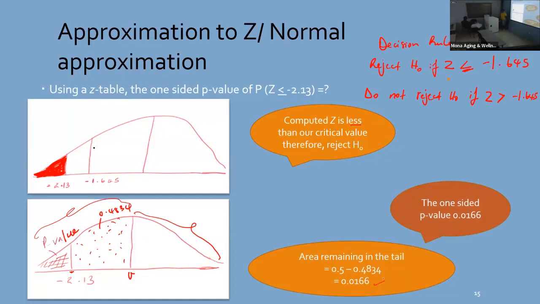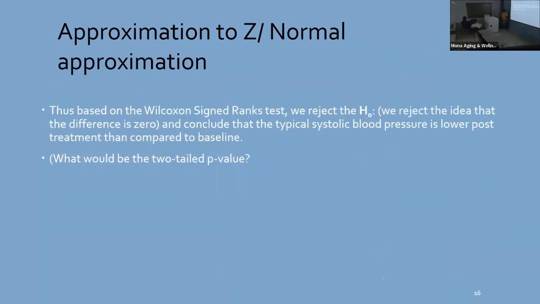You still writing, guys? Good? All right. Based on the Wilcoxon signed rank test, we reject the null hypothesis. So we reject the idea that the median difference is 0, or that the difference before and after administering the drug is 0. And we conclude that the typical systolic blood pressure is lower post-treatment than at baseline.